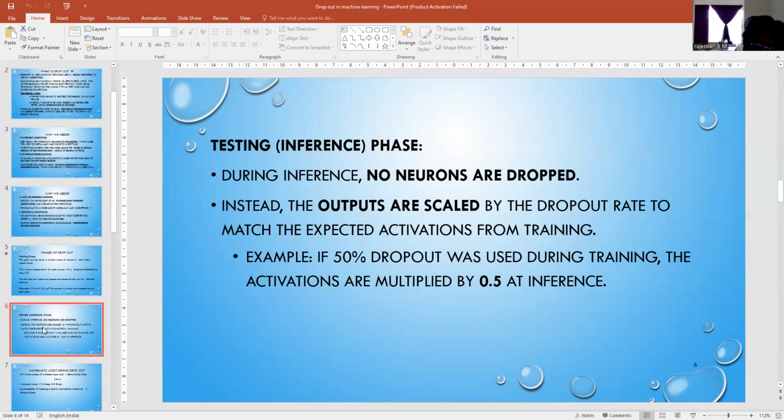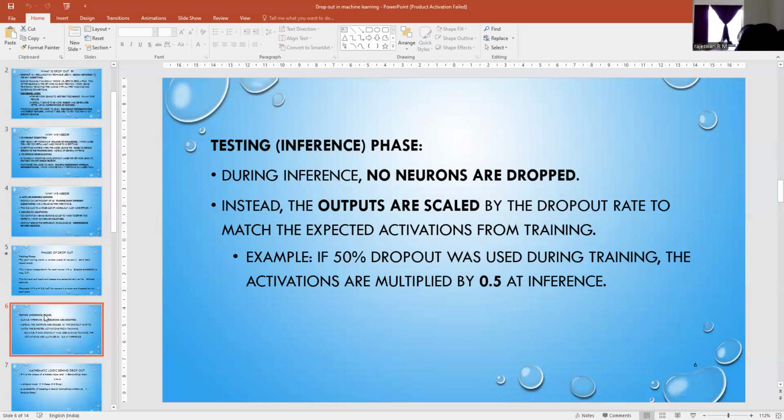Here, random deactivation, scaling, and the fraction of neurons dropped are the main factors that influence the two phases: the training phase and the testing phase. During each training iteration, a specified percentage of neurons are dropped out, that is, set to zero randomly. This means these neurons do not participate in the forward or backward propagation for that particular iteration.